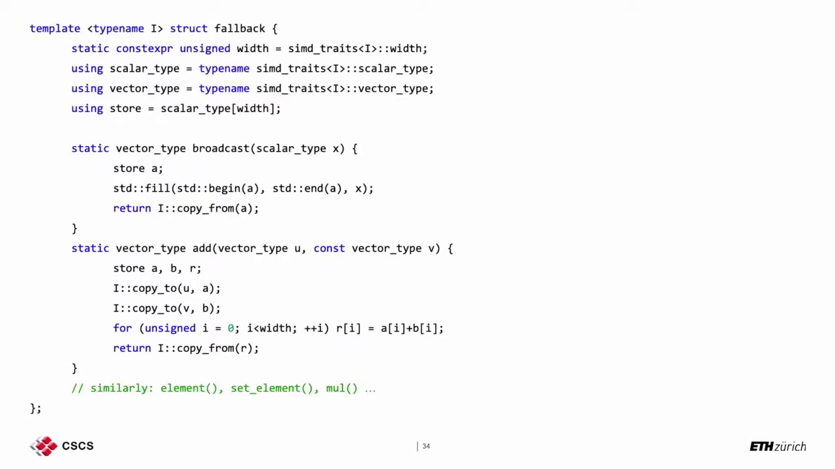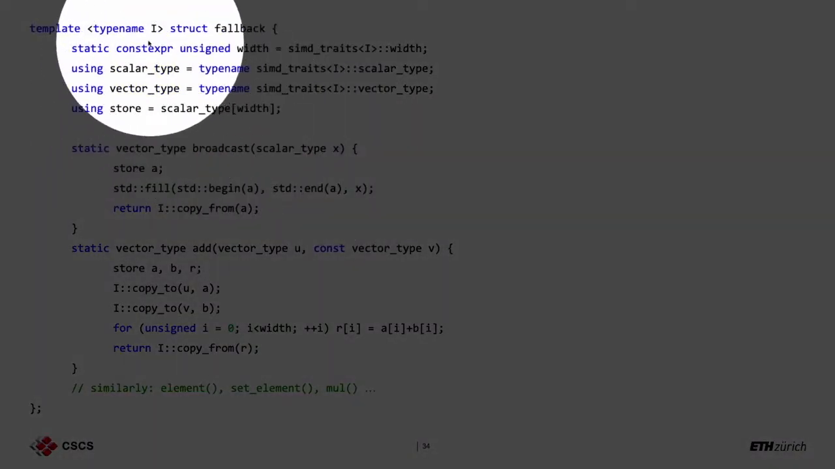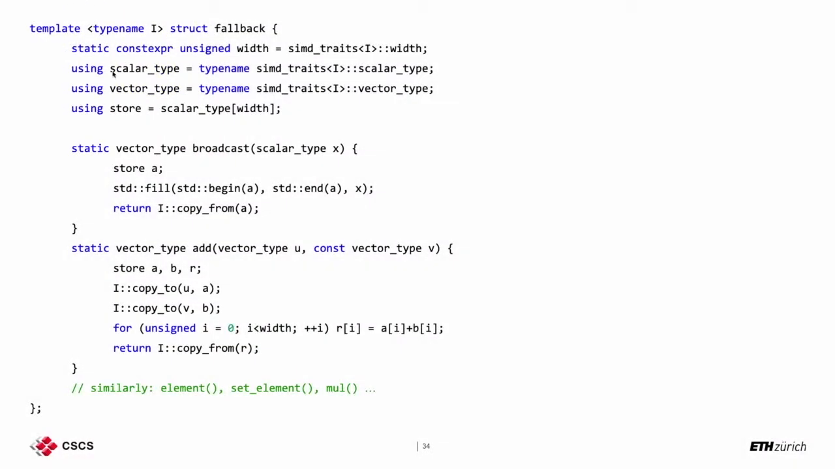This is what our fallback class will look like. It needs to be parameterized because it's going to be different for every backend, because they'll be on different types and different widths and have different vector representations. So that's why we have this parameter I. I stands for implementation, and because I hate typing, I is our implementation class.